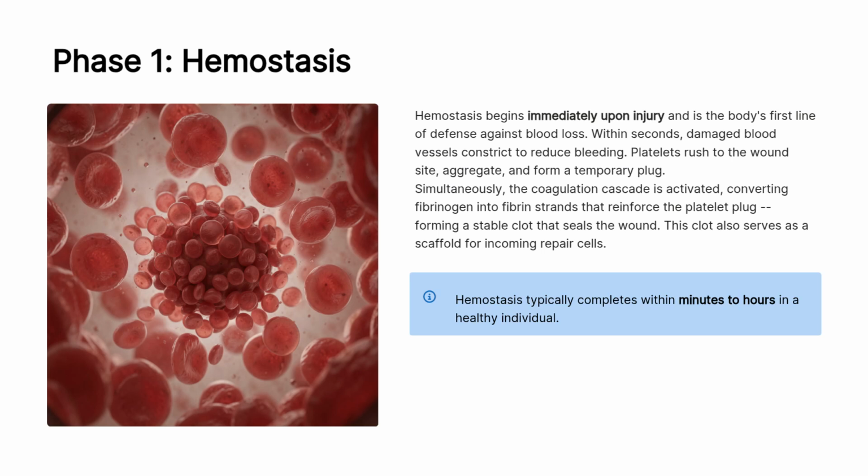Hemostasis is the body's immediate response to injury, preventing blood loss. Damaged vessels constrict, and platelets form a temporary plug. The coagulation cascade converts fibrinogen to fibrin, stabilizing the clot. This process, completed in minutes to hours, provides a scaffold for repair cells.